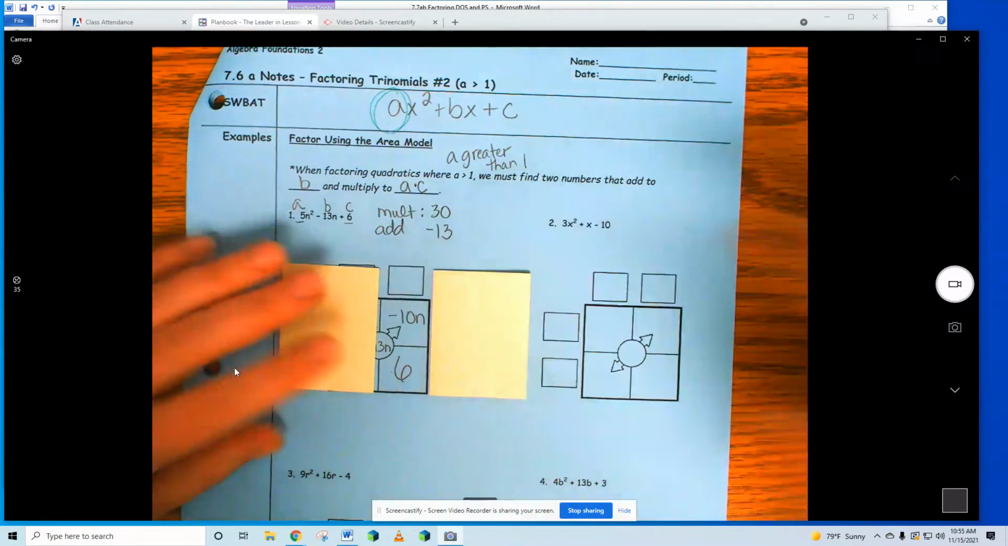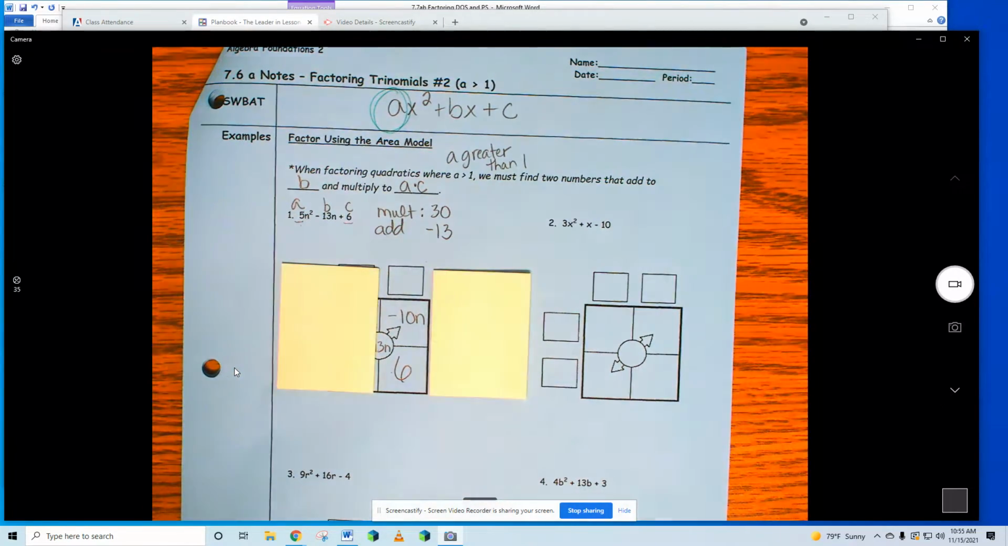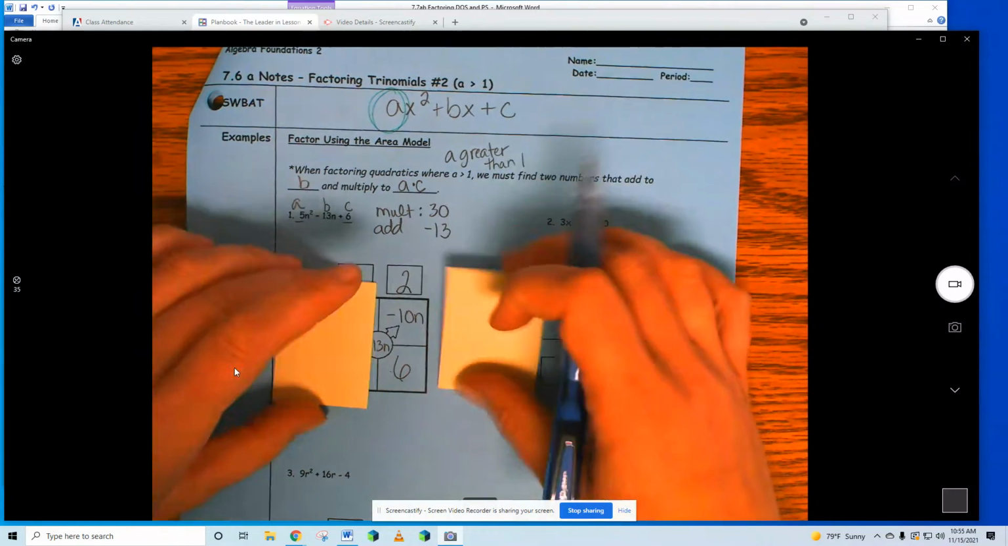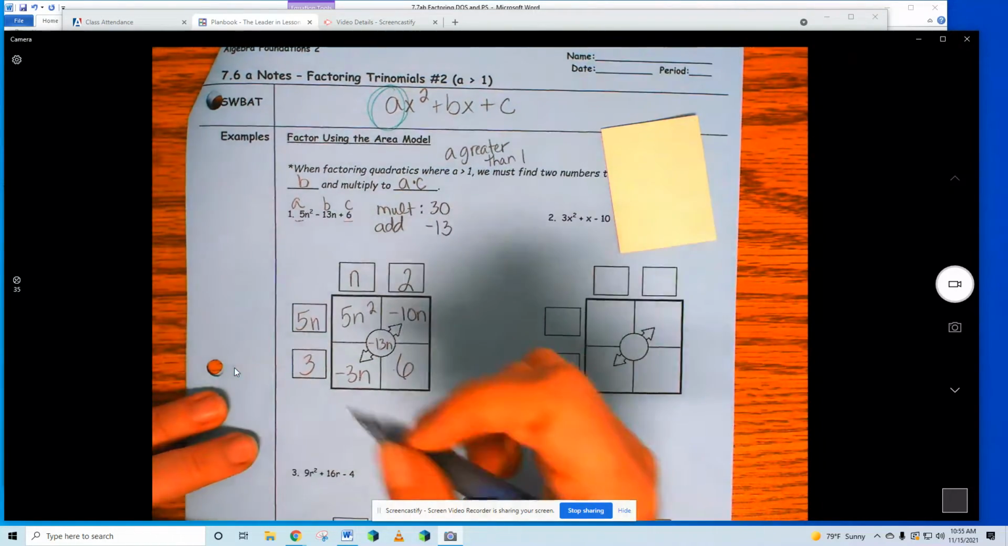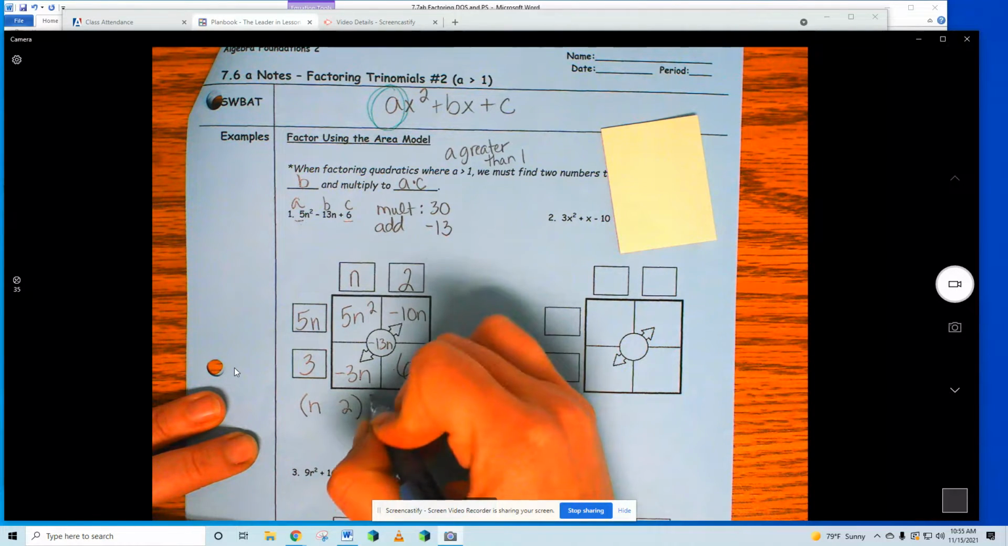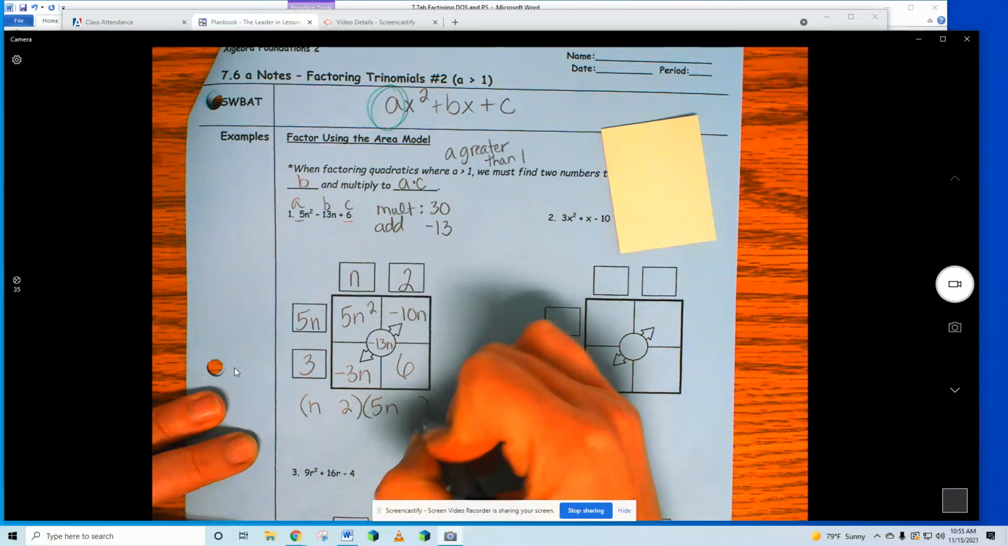All right, a negative 10n and a 6. What's a number that goes into both? A small number that goes into both of those? 2. So here's my parentheses, but I'm not sure of the signage. Ready? N and 2, 5n and 3.